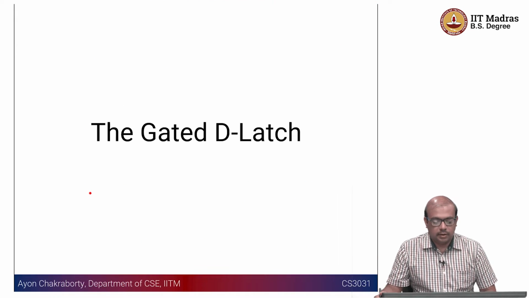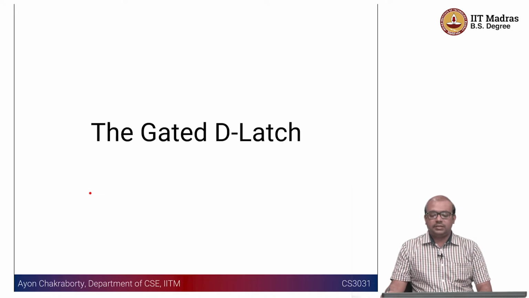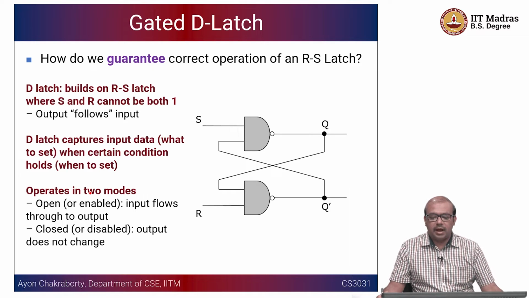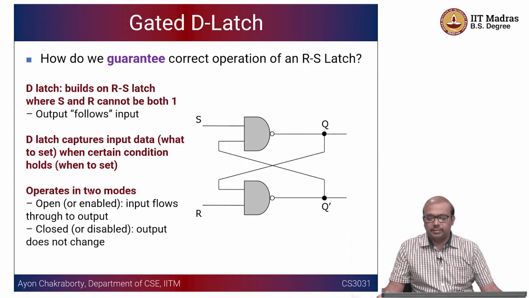Okay. So now we saw these issues with the RS latch. But how do you guarantee the correct operation of an RS latch? Because the RS latch already had these nice three things where we were able to set the latch with a certain value, like with 0, or reset the value, basically changing the value of Q to 0 or Q to 1 depending on our requirements.